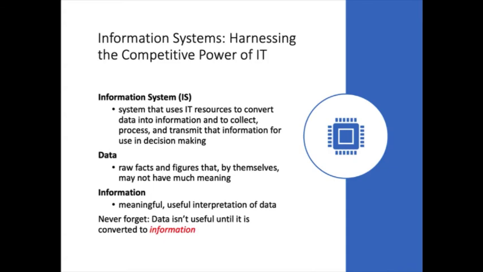So you can see here, an information system is defined by the textbook as a system that uses information technology resources to convert data into information and to collect, process, and transmit that information for use in decision making. The distinction that is important to keep in mind here is that data and information are two different things. As the slide points out here, raw facts and figures that by themselves may not have much meaning are what we describe as data, whereas information is meaningful, useful interpretation of that data.